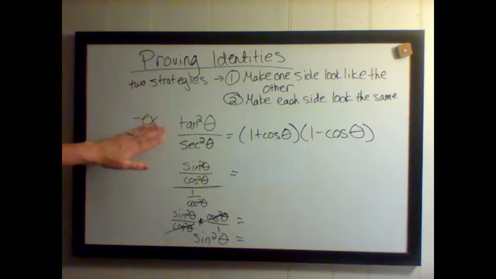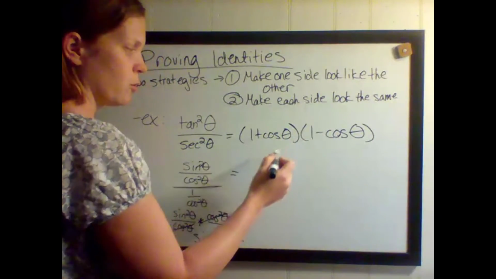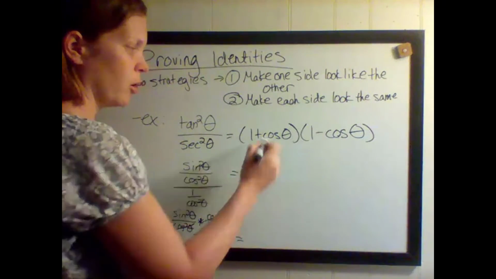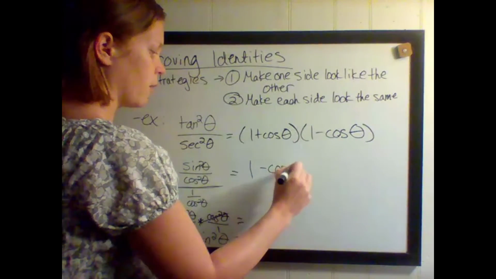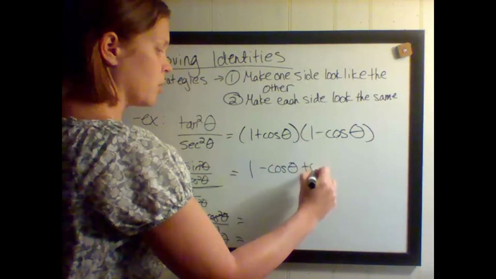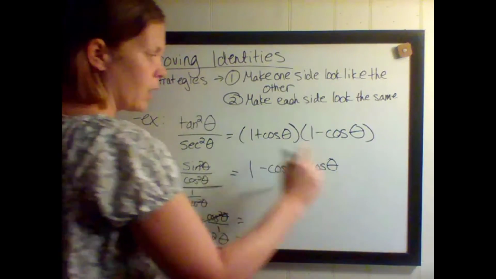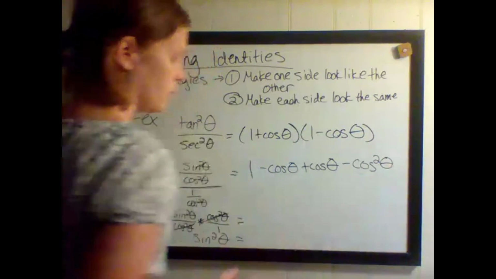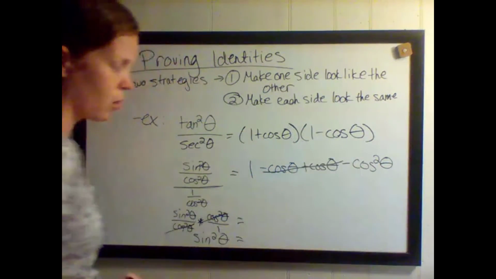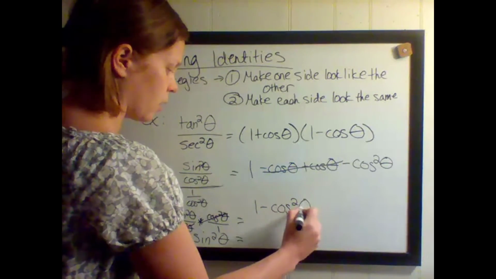Okay, so I simplified down the left side as much as I could. Now on the right side, I'm going to have to FOIL. I've got 2 terms by 2 terms, binomial by binomial. So I'm going to FOIL. First is 1. Outer is minus cosine theta. Inner is plus cosine theta. And then last is minus cosine squared theta. So the cosines cancel out. I'm left with 1 minus cosine squared theta.